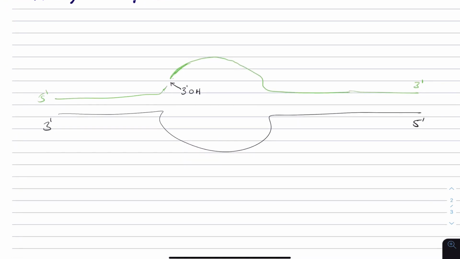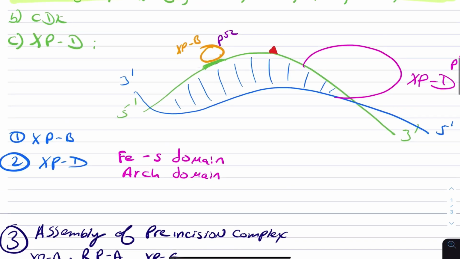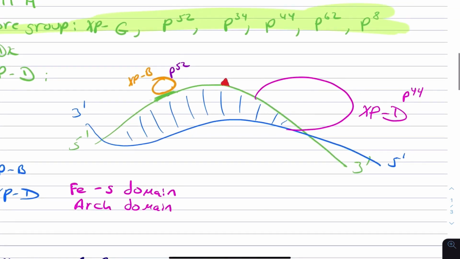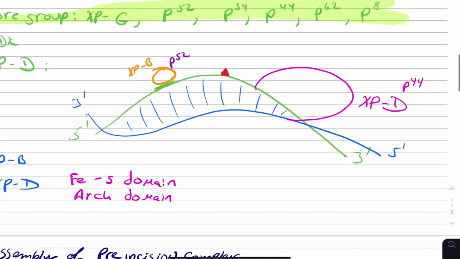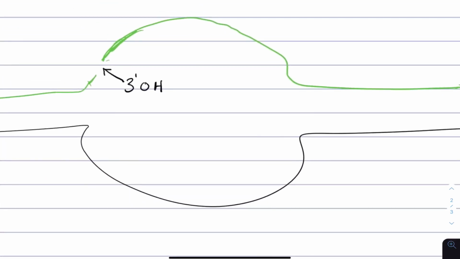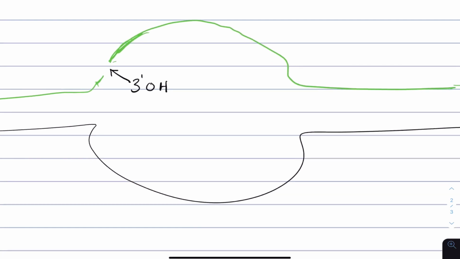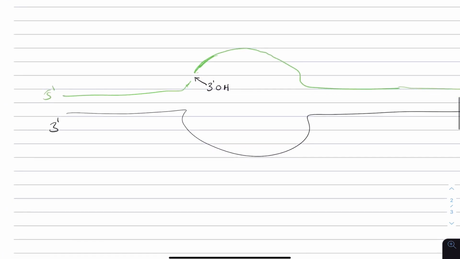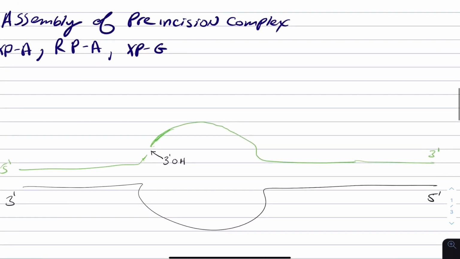Now remember, at the end of the last step, when XPD bound with P44, the end result was that we ended up having this fork that was created. This fork, or this bubble that you see, is called a 30 nucleotide bubble. Why? Because it's about 30 nucleotides wide. So this is what happened in the previous stage.